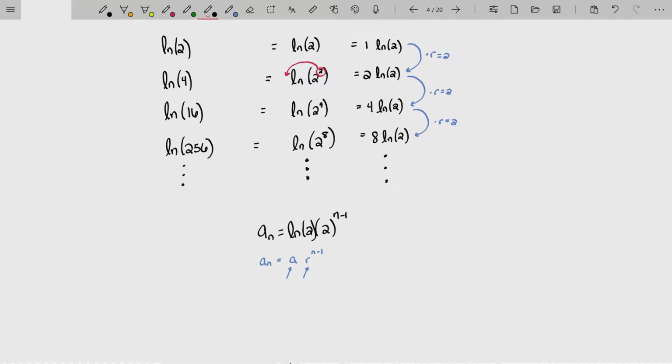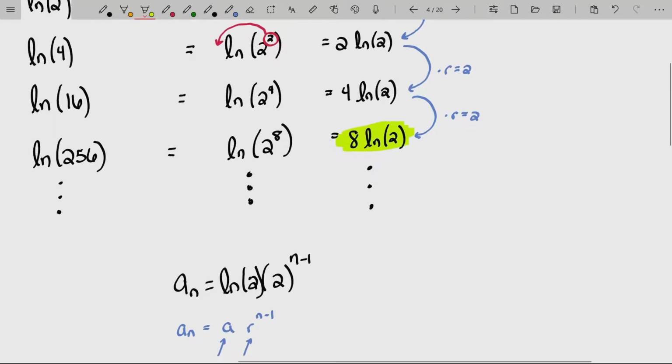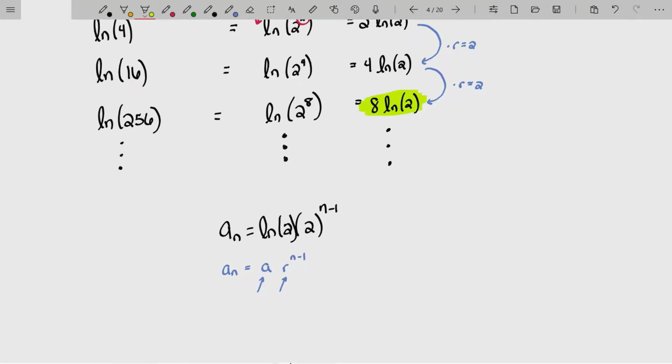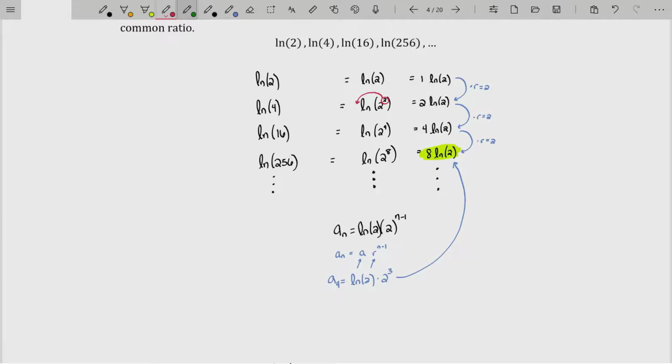And you could test this against the sequence we wrote out there. I'll usually just go to, let's say, the 4th term here. Let me highlight that. I'll go to that 4th term of the sequence and I'll try it out. A sub 4, according to the pattern that we wrote out, is natural log of 2 times 2 to the 4 minus 1, which is 3. That's 8 natural log of 2, and that totally does match this right here. So we do have the pattern locked in. The pattern, even though they didn't ask for it, is this right here.